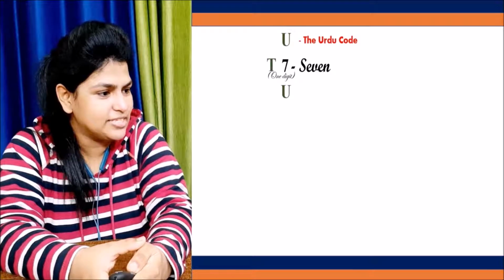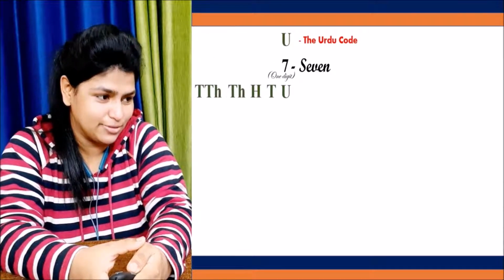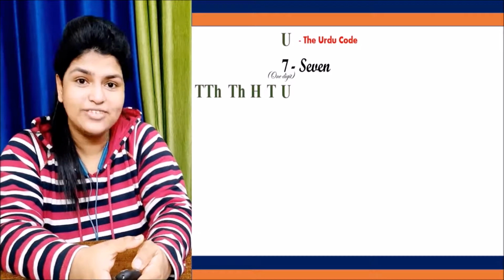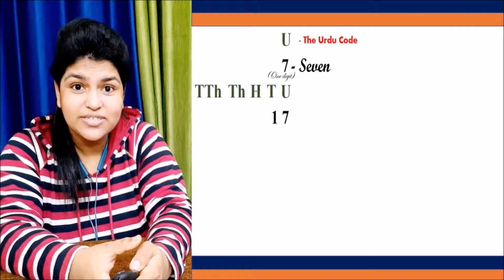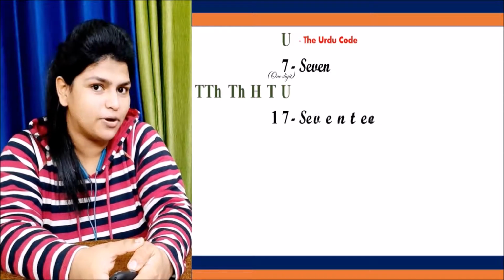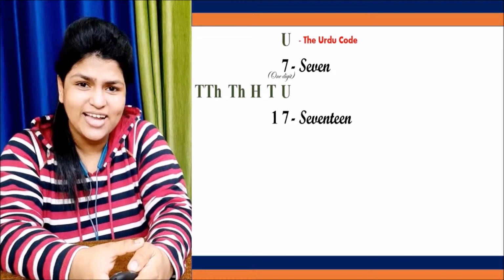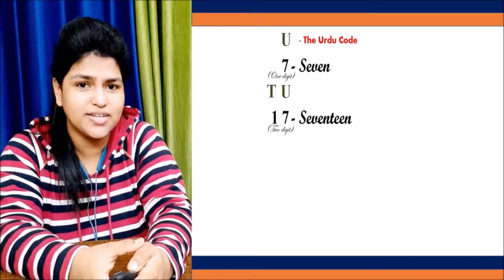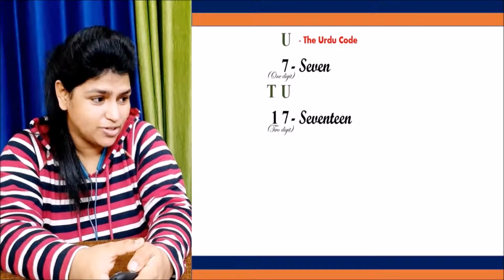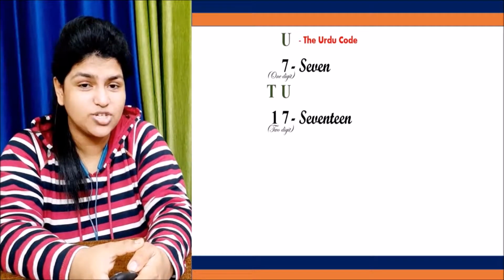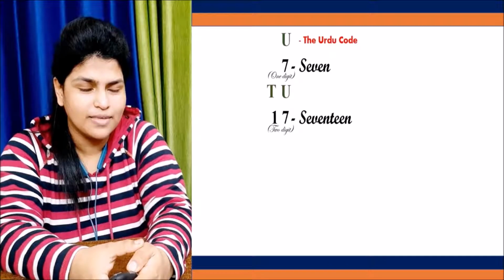Let's go to the next one. Again, I have my units, tens, hundreds, thousands, and 10,000s. And the next number I have is 17. Alright? Now, 17 is a two-digit number. How do I write it in words? Yeah, like this. And do I require hundreds, thousands, and 10,000s? No, I do not require that because this is just a two-digit number.